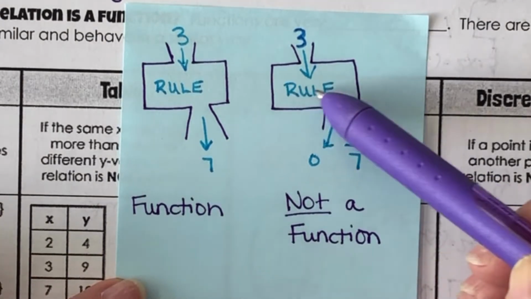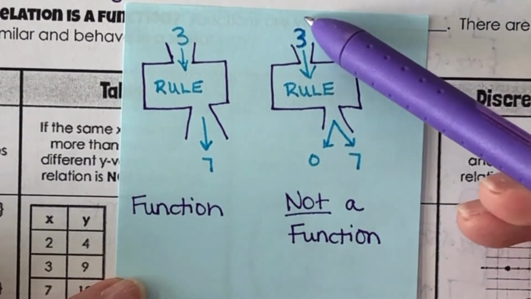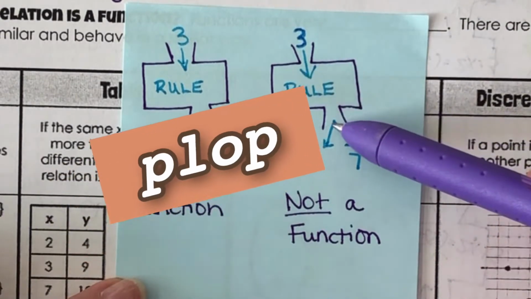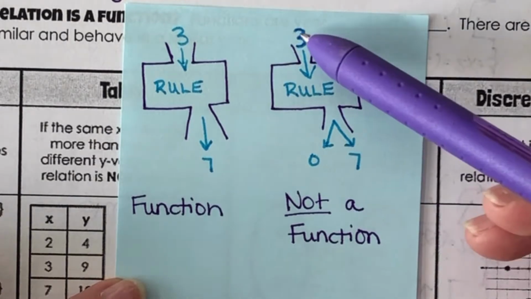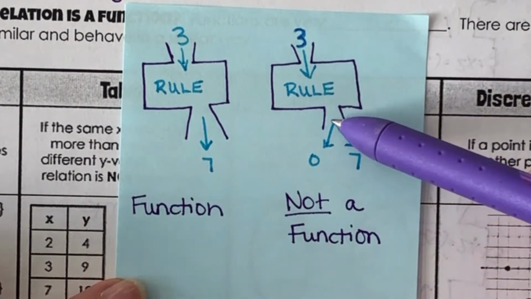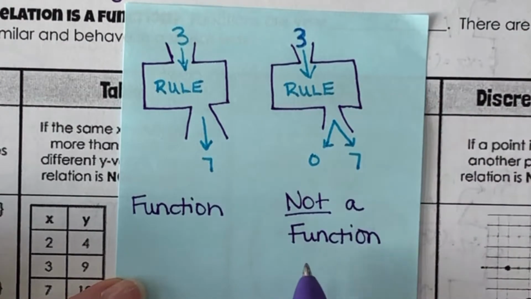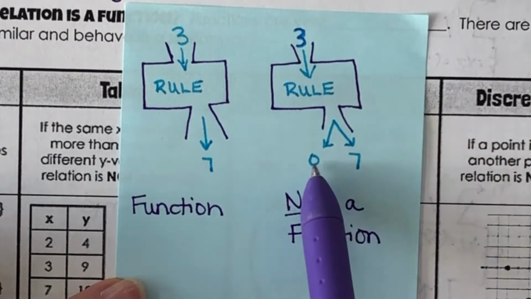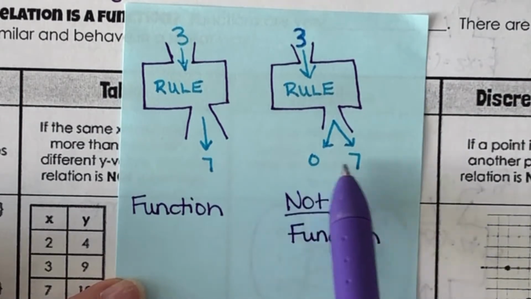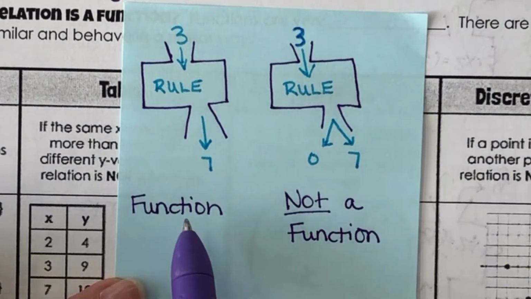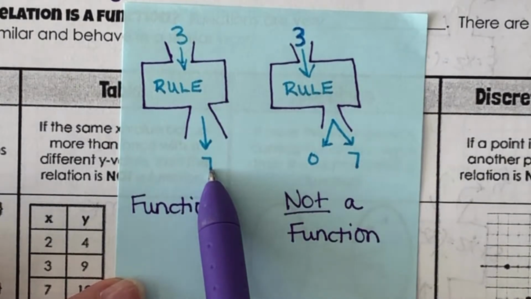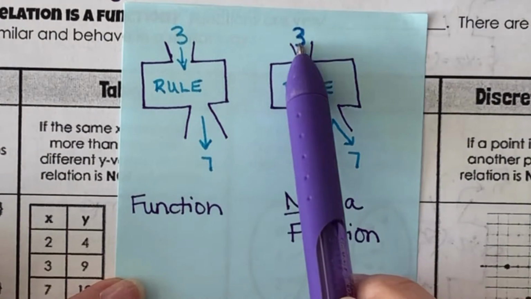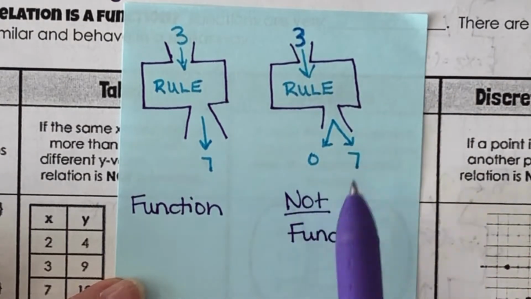I have some sort of mathematical rule and I plop in an input and I get two or more answers as an output. If I plop in an input and I get two or more answers as an output, that is not a function because the input is not going to exactly one output, it's going to more than that. So in a function, each input has exactly one output. Not a function, each input will have more than one output.